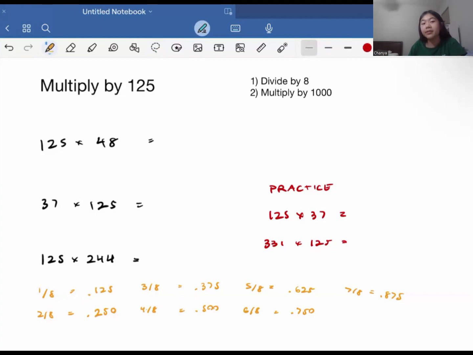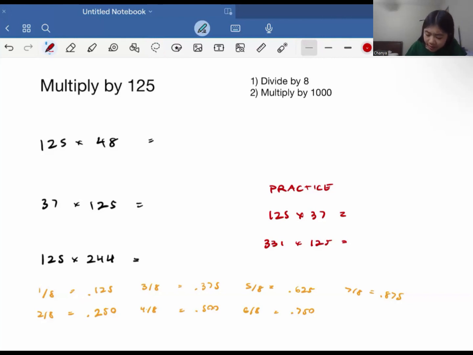Today we're going to be learning how to quickly multiply by 125 in your head. There are two steps to this process. The first is to divide the other number by 8, and the second is to multiply the number you get as a result by 1000. And you might ask, well, why is this the case?